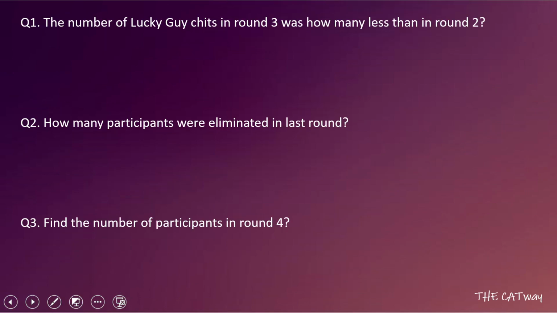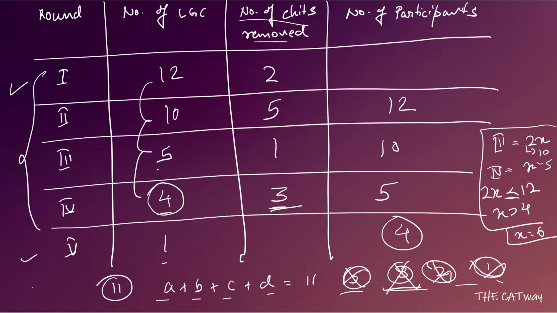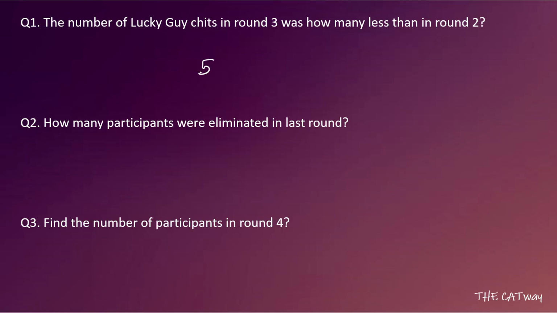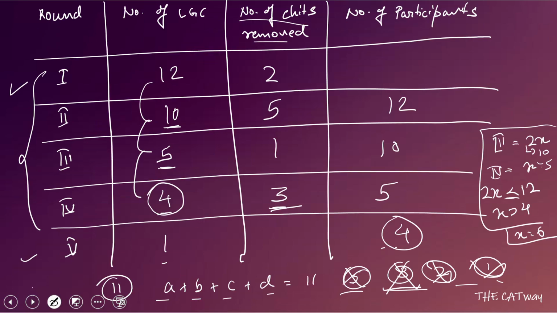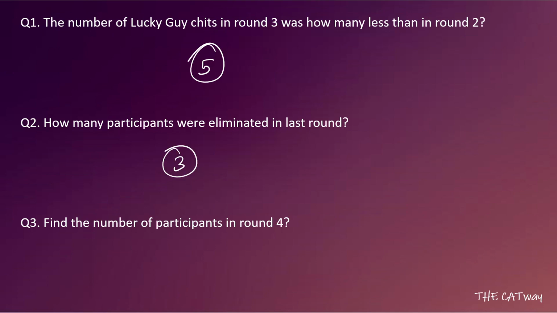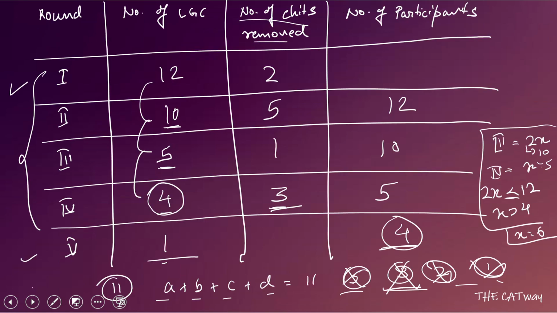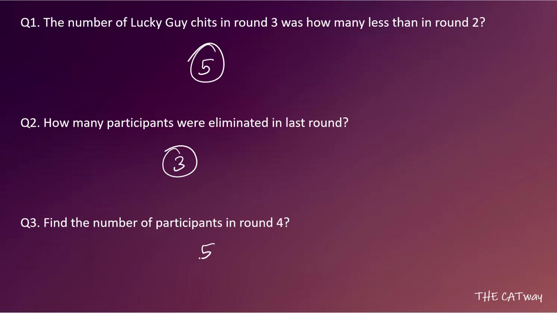Question 1 is, the number of lucky gadgets in round 3 was how many less than that in round 2? In round 3 it was 5, in round 2 it was 10, the difference is 5. So the answer will be 5. Second question, how many participants were eliminated in the last round? In the last round, the total number of participants was 4. One of them won. 3 of them will get eliminated, which means the answer is 3. Find the number of participants in round 4. In round 4, there are 5 participants. So 5 will be your answer.